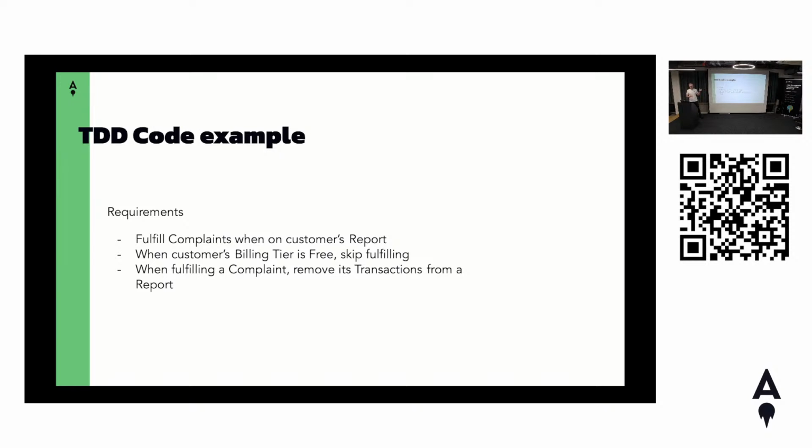For example, you got a complaint from your customer for some report, right? In a report, there are transactions, and the customer is paying for all these transactions, right? And the customer complains, okay, I'm not going to pay for these 3 transactions because there was an error on the API. I'm not going to pay because you returned me an error, right? Makes sense? Okay, makes sense. So these are requirements. When the customer is on free tier, okay, no complaints are possible, right?